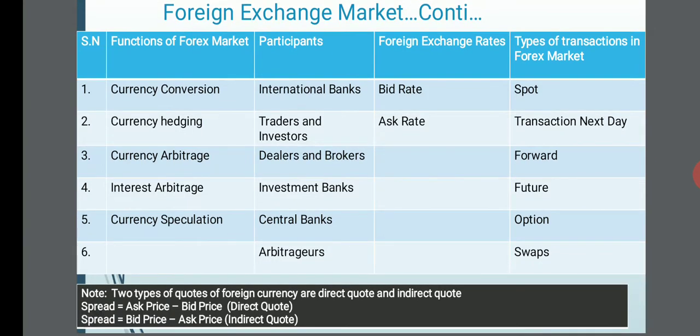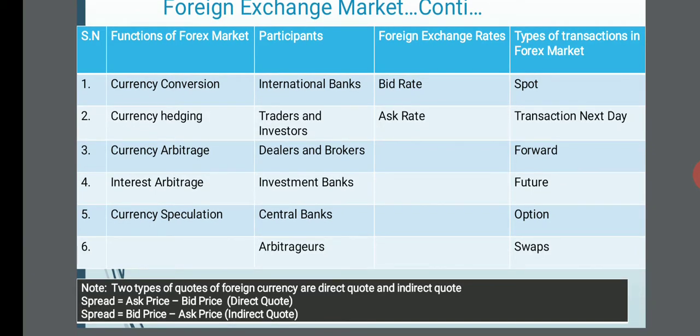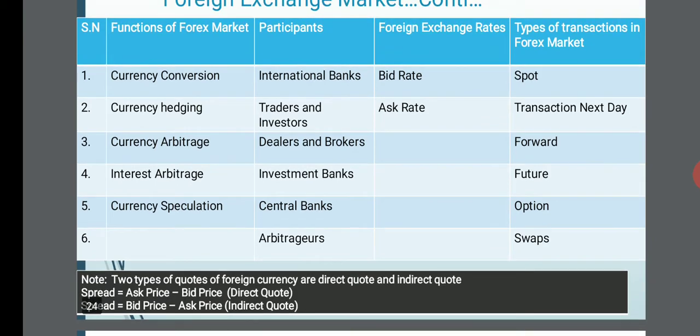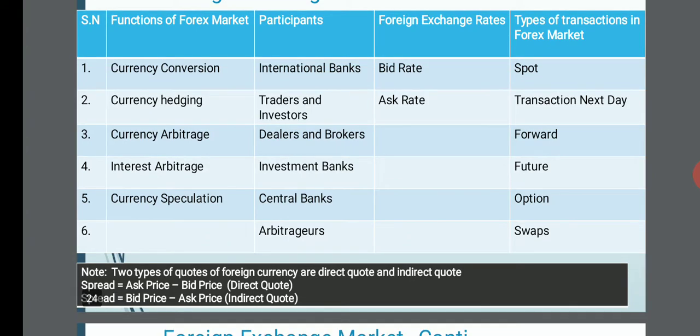Then types of transactions in the foreign market are spot, transaction next day, forward, future, options, and swaps. When we talk about the transaction, next day is T plus 1, spot is T plus 2, forward is T plus N where N is fixed, that is the date of transaction is fixed. Future is T plus N where N is not fixed, but there's a range of time period when this can be executed. Options, you have call and put option where you get an option to buy or sell securities, and swaps are swapping the liability or obligation of one party with the other.